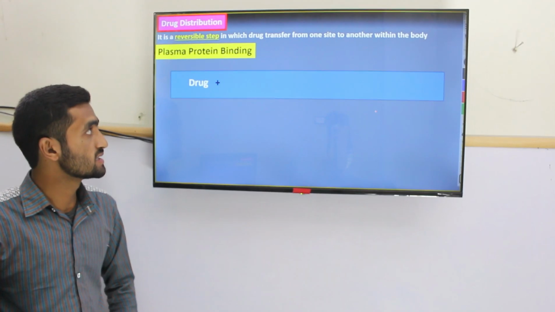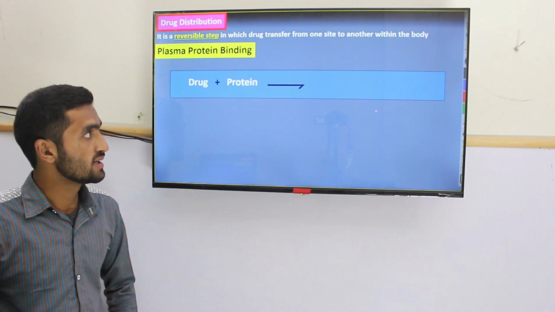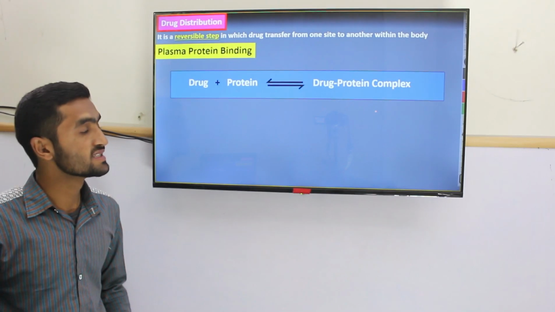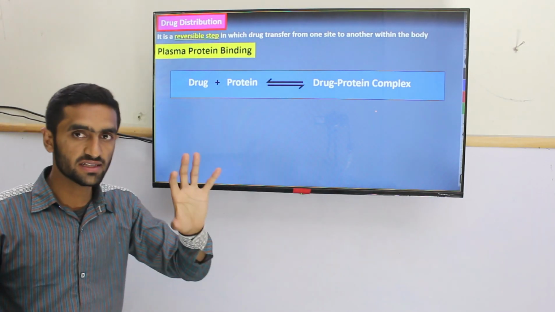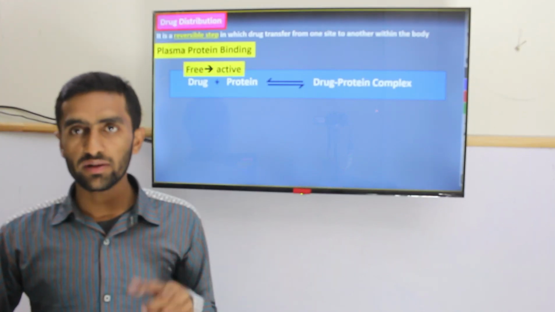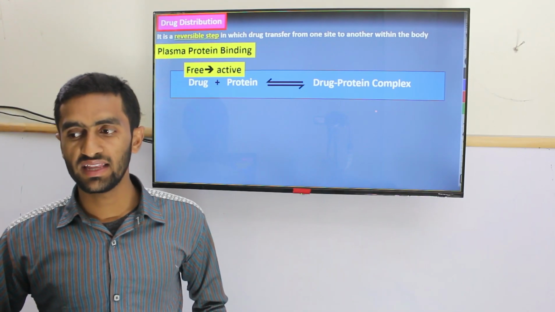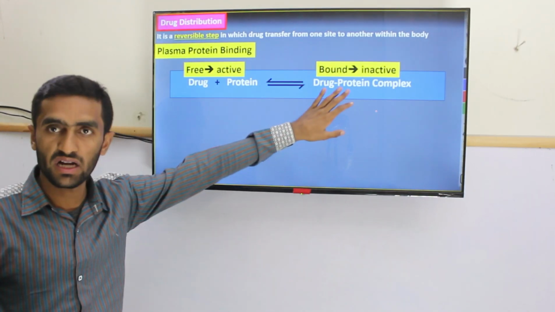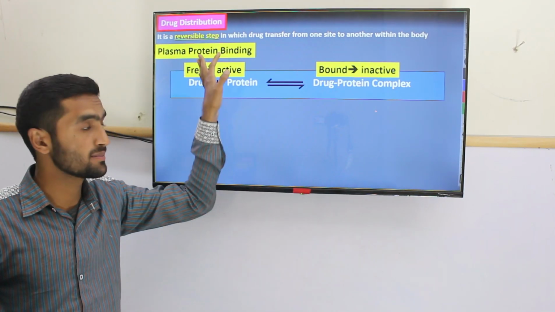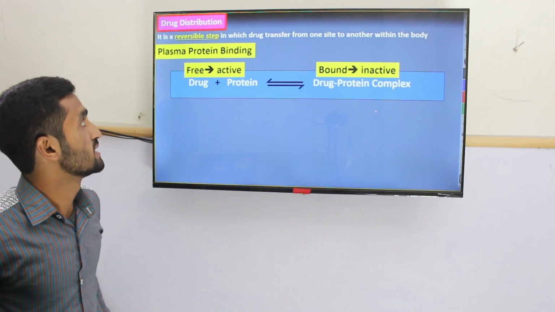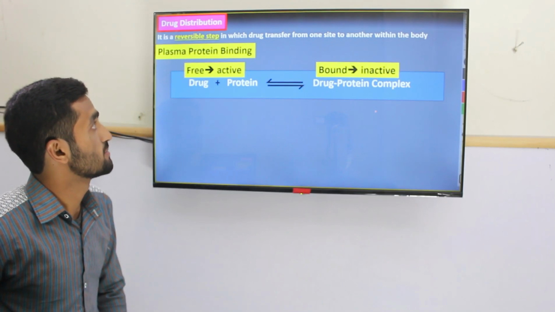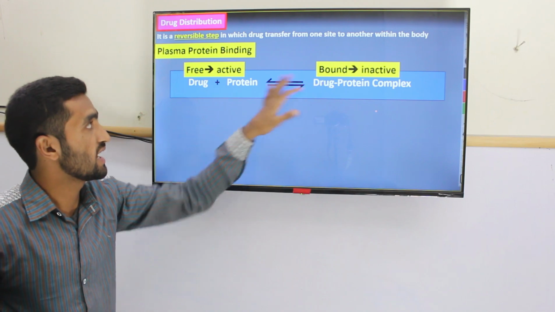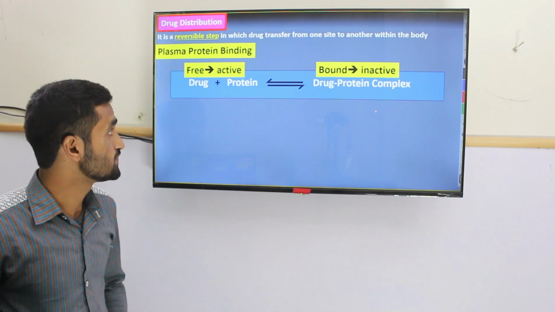If it's bound with the protein like this, it's reversible, as I mentioned. If it's bound, it is the inactive form. If it's free, that is your active form. So it can bind, but not permanently. It's a reversible step, so it can bind and it can go back to the free form.